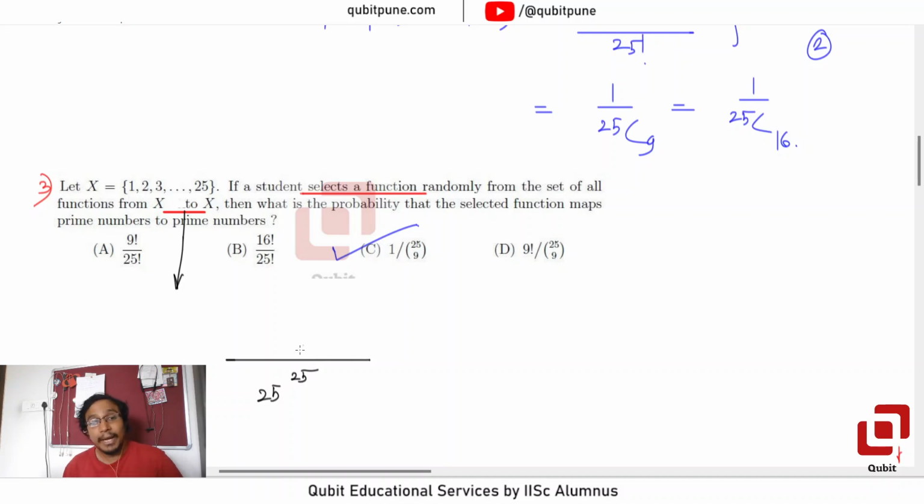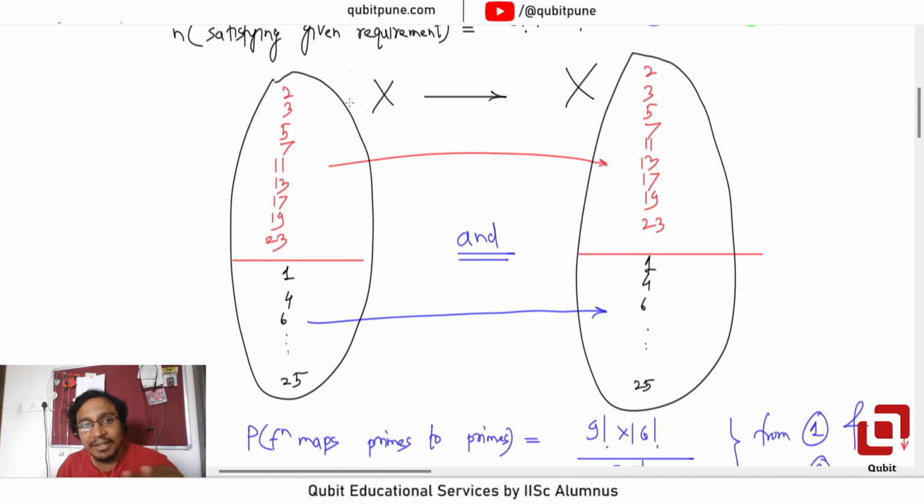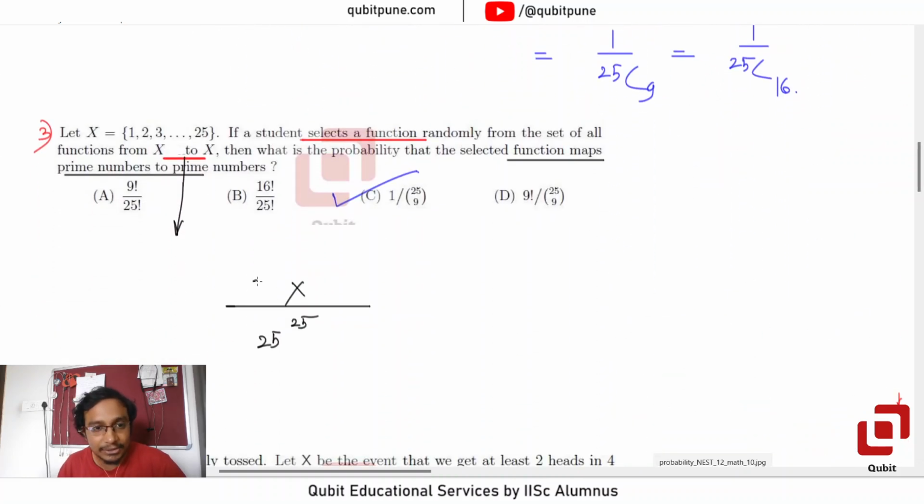Yes, sir. And see, but for primes, what is the requirement? The selected function maps prime numbers to prime numbers. मतलब earlier we were saying if 2 gets mapped to 7, 5 cannot get mapped to 7 because of the onto-ness. But now it can be. So it will be 9 to the power 9, exactly 9 raised to 9. But when it comes to the non-primes, as in composites and 1, they have no restriction whatsoever. So they'll be mapped to all 25.